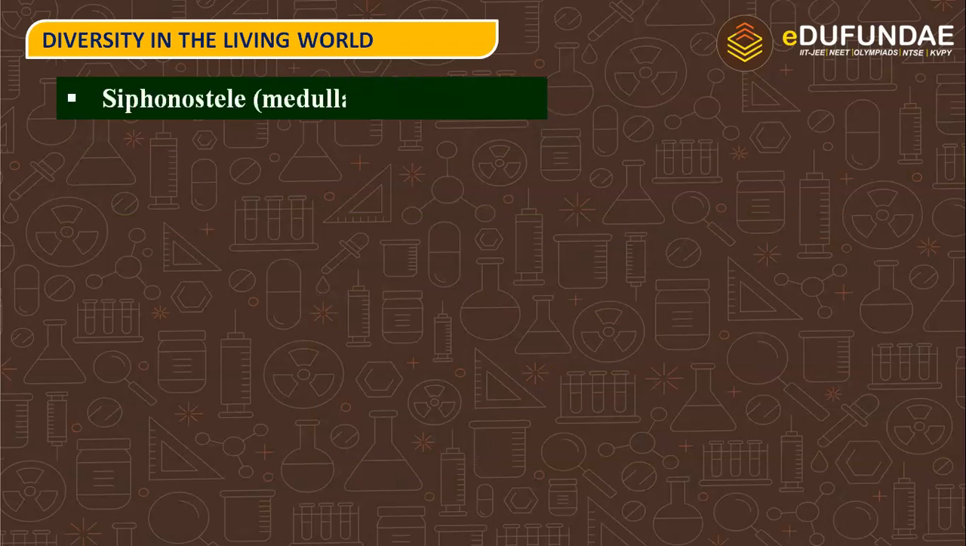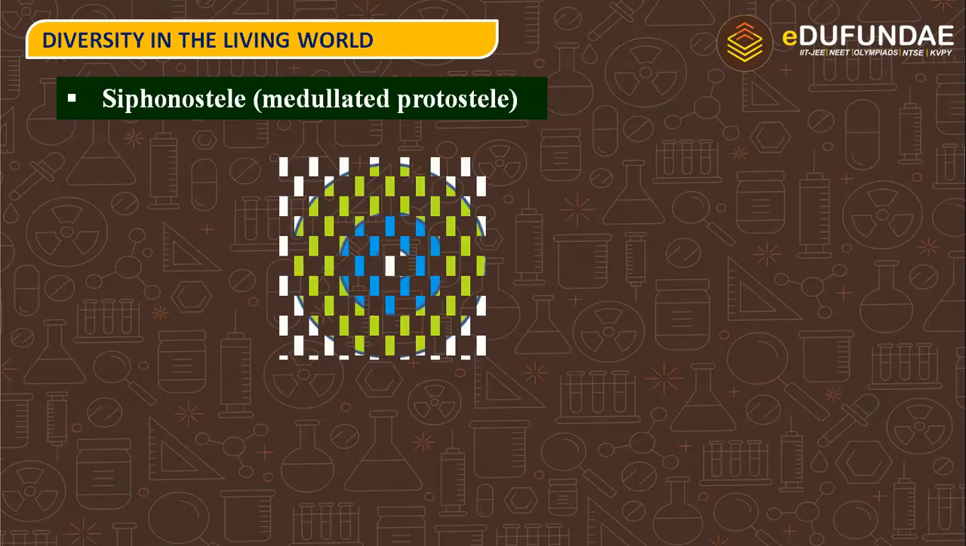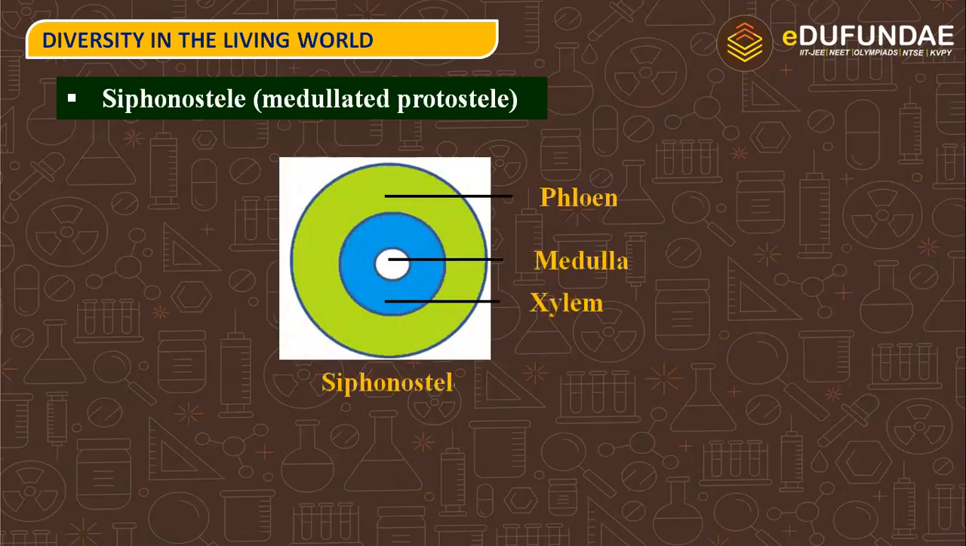It can be siphonostele, that is the medullated protostele. Here we can see the structure, the central part called the medulla. It is surrounded by xylem. It is further surrounded by phloem. This kind of stele is called siphonostele.